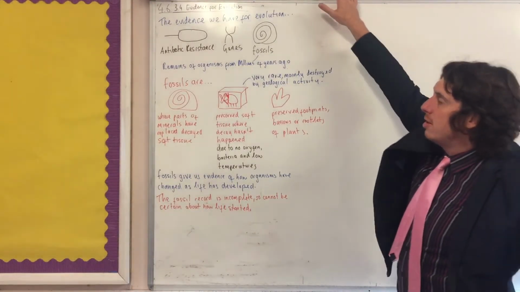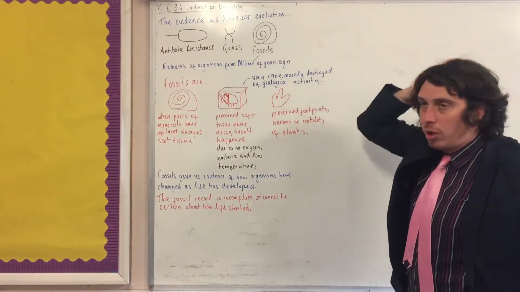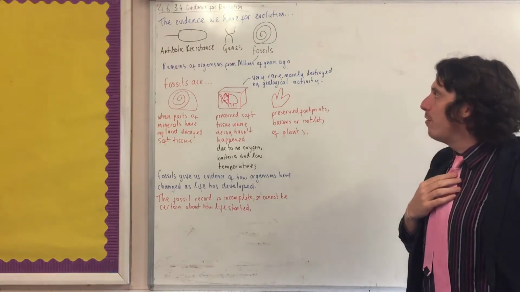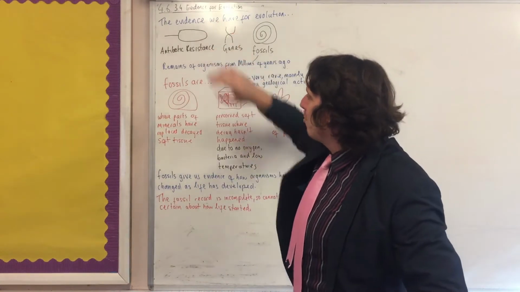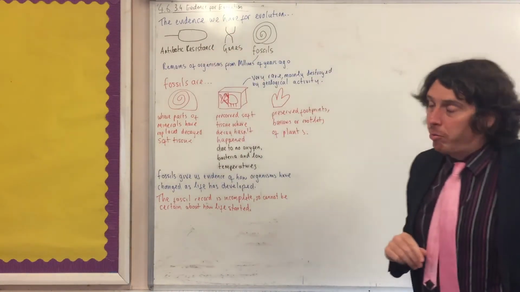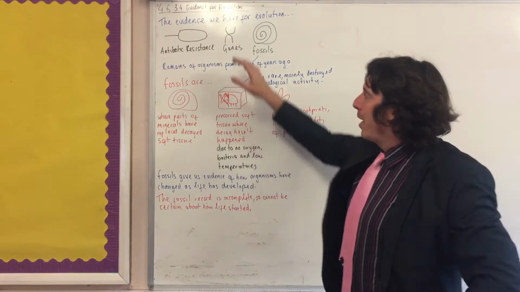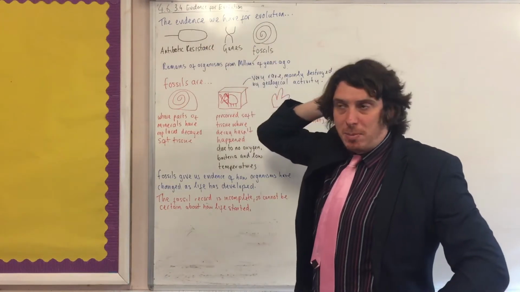Lesson, what we now need to consider is the evidence for evolution. So in terms of the separate pieces of evidence we've got for evolution, there are three main things. One is antibiotic resistance, and the idea that through natural selection, bacteria has become resistant to antibiotics.